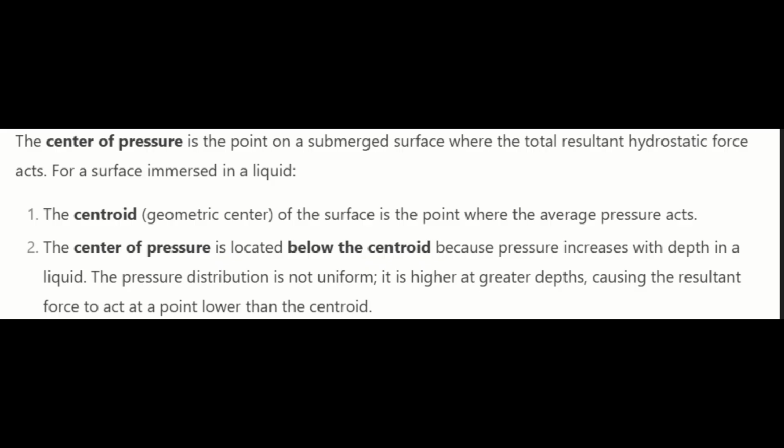Sometimes the centroid and the center of gravity could be the same. It varies with the density. If we consider a body of uniform density, the same material throughout, then the center of gravity and the centroid will coincide. So in general, the center of pressure is always below the centroid.